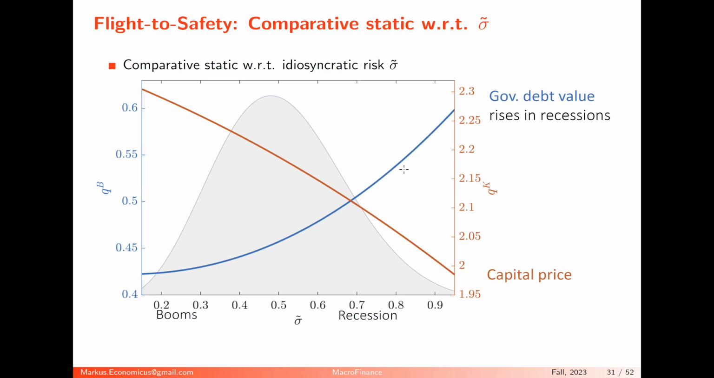Whenever sigma tilde is high, the market incompleteness is very binding, and your service flow is extremely valuable. So you really want to do this retrading to overcome these incomplete market frictions, and the government bond is giving you this. It doesn't give you any dividend cash flows necessarily, but it gives you this retrading service flow, and it's really valuable in bad times when the sigma tilde is high. That's why you put such a high value on government bonds when sigma tilde is high.